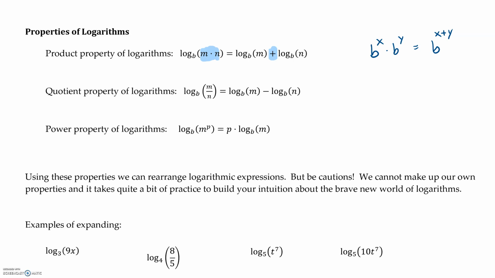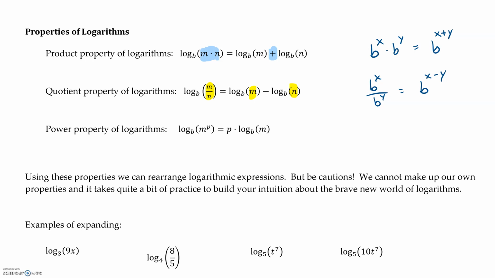There's a relationship that says b to the x divided by b to the y equals b to the x minus y. So again, there's a connection between division and subtraction, and we see that in logarithms by the following. The difference of two logarithms, log base b of m minus log base b of n, relates to the logarithm of those two things divided. So log base b of m over n can be rewritten as the subtraction of two logarithms.